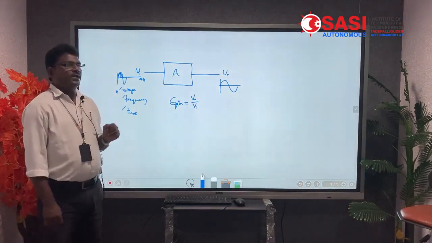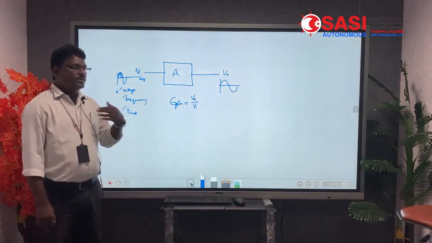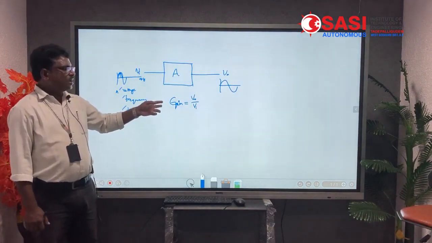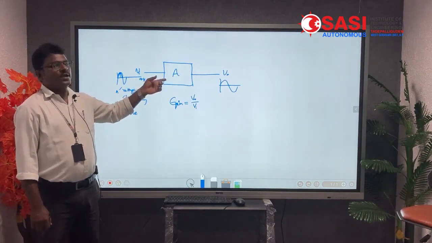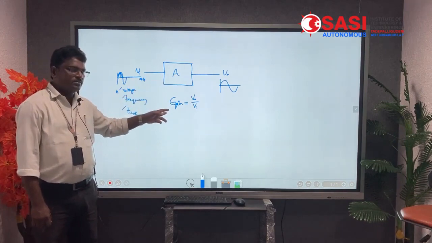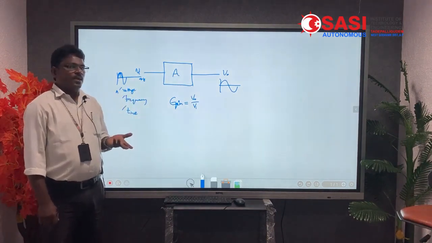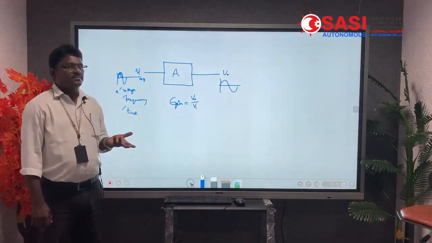How much has the amplifier gained? We can calculate it using this formula. This is called gain. If it is a voltage amplifier, it is voltage gain. Gain means how much the amplifier has amplified.